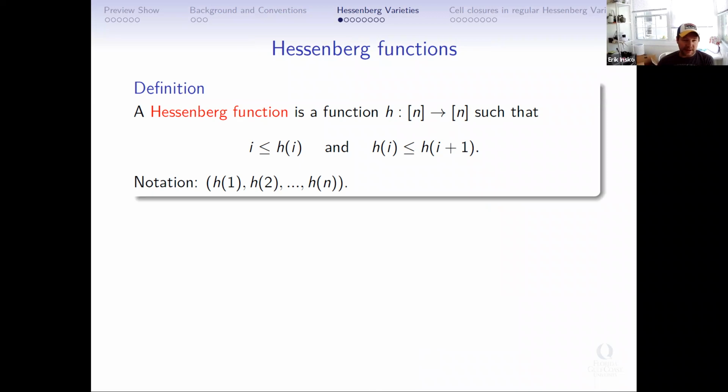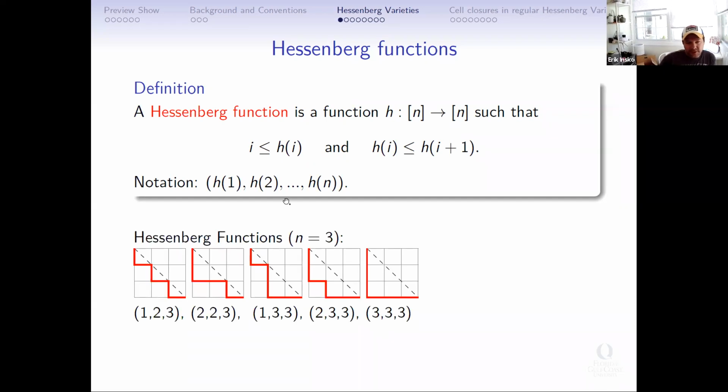And to define a Hessenberg variety, we need two pieces of data. The first is the Hessenberg function, which is just kind of a combinatorial object. It's a map from the set of integers from 1 to n into itself, such that it's weakly increasing, meaning that h of i plus 1 is greater than or equal to h of i, and also h of i is always greater than or equal to i. So it's kind of restricting to, I guess, depending on how you set things up, lower triangular matrices or something.